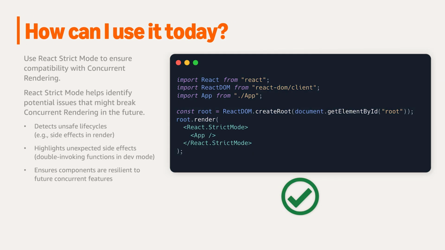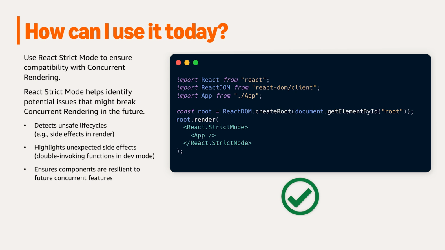So this all sounds great, right? Well, how can I get started? The best way to get started, as we talked about before, go ahead and enable strict mode in your application. That would be the first place that we would recommend that you start. Strict mode allows you to quickly detect problems, and by wrapping your application in strict mode, it will trigger errors from unsafe life cycles and unexpected side effects.